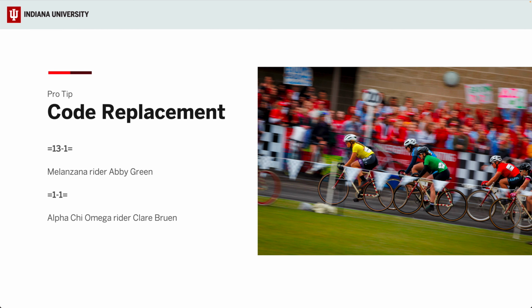Here's an example from the spring at IU, actually. I created code replacement files for all of our Level 500 riders, which drastically sped up the captioning process and made it a lot easier to identify the riders on the bikes, just because when they're all wearing helmets and glasses, it's a little bit harder to do the detective work to figure out who's who.